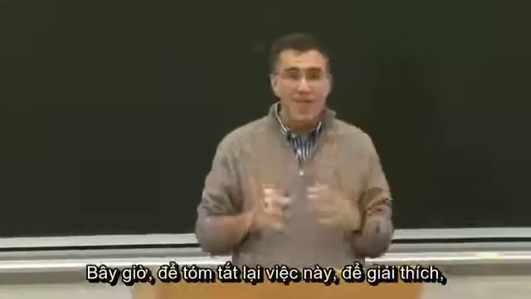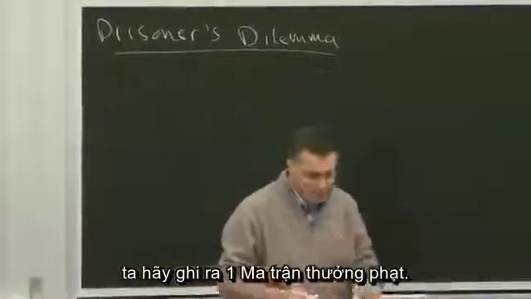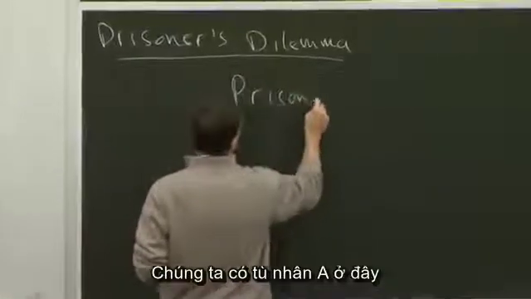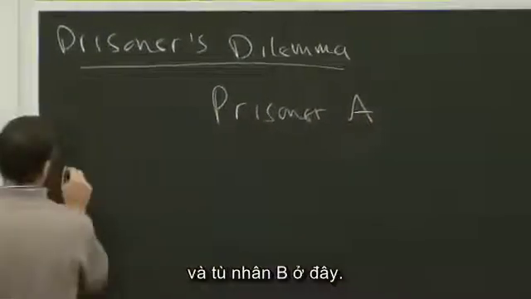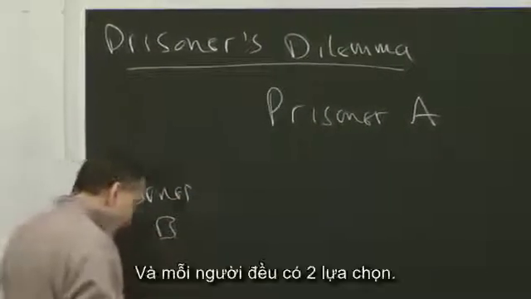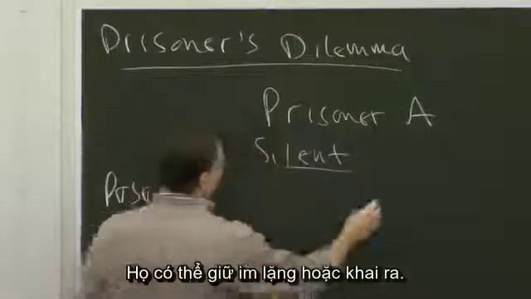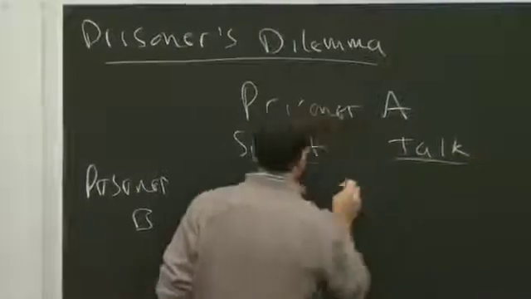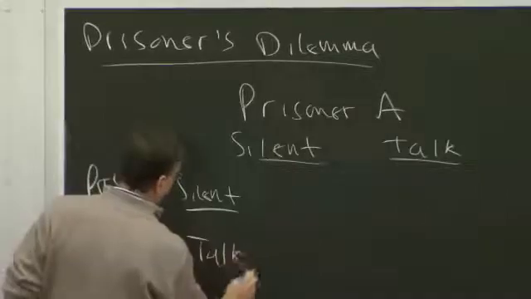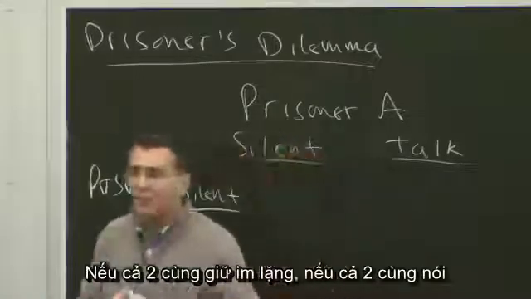Now the way to write this down, what we do to explain this, is we write down what we call a payoff matrix. So the idea is we have prisoner A here and prisoner B here. And they each have an option. They can remain silent or they can talk. Silent or talk. Okay?